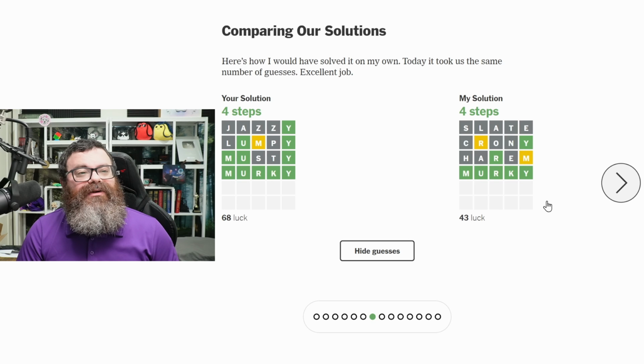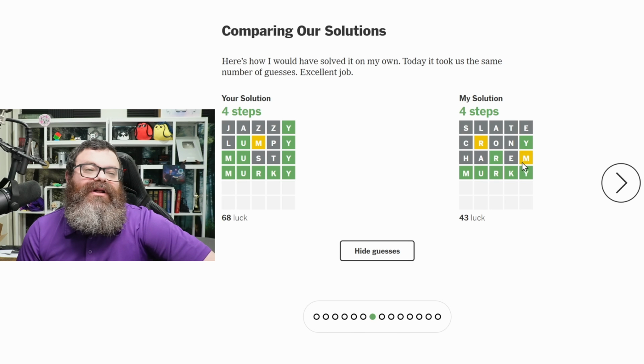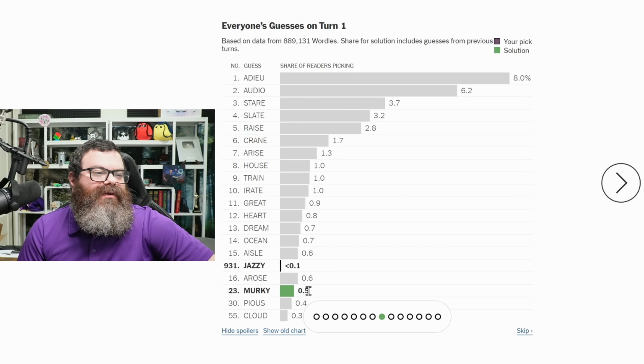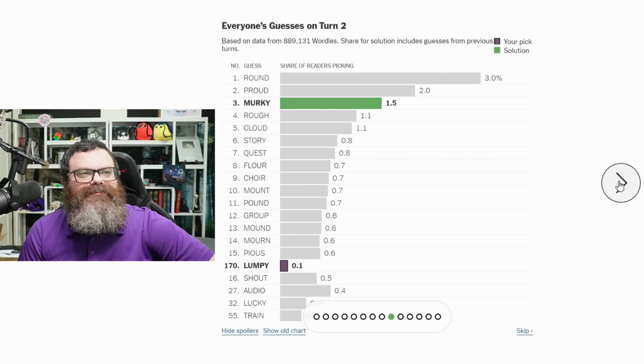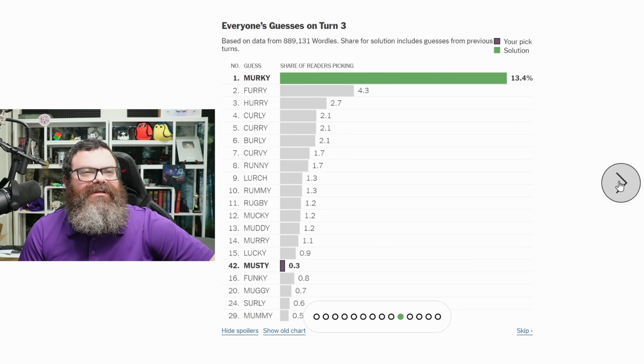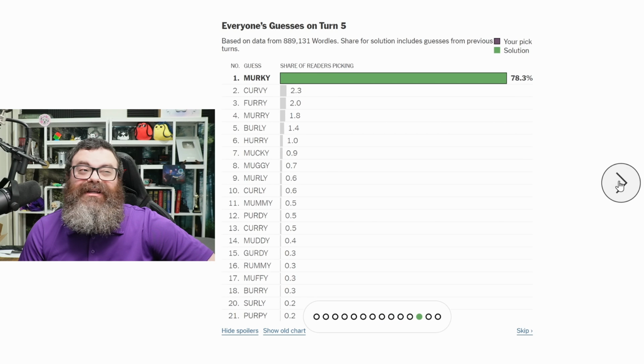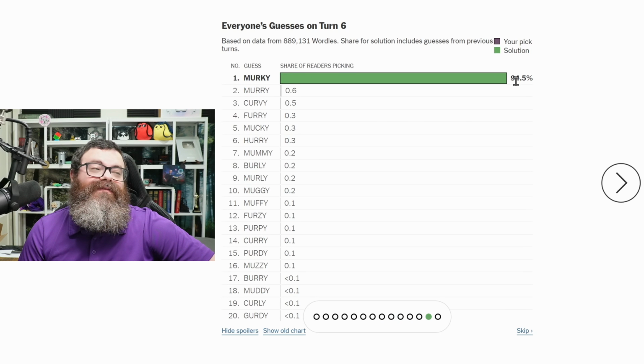Slate, crony, harem, murky. So harem is a filler. That's what I'm talking about. Where it wanted to test more consonants over just going right into words ending in Y. Okay. Murky is a 0.5, 1.5, 13.4, 47.5, 78.3 is very low, 94.5. Nice jump there. People losing on the similar words.